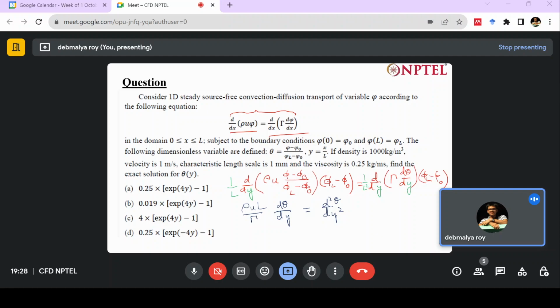Before proceeding, we must find out what this rho u by L is. Viscosity is given, length scale is given, density is given, and velocity is also given. So what is this value?